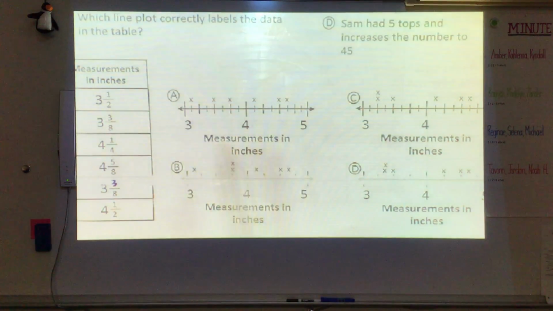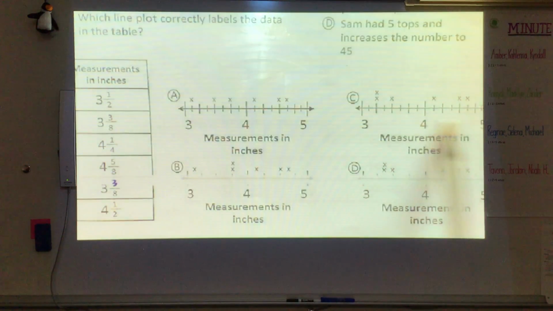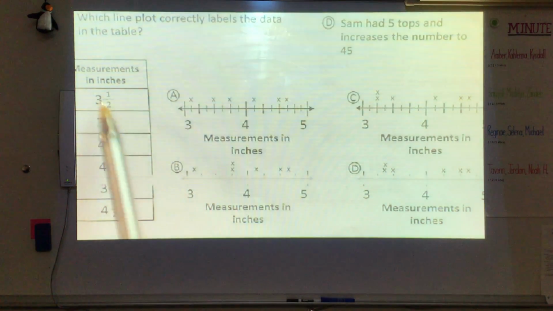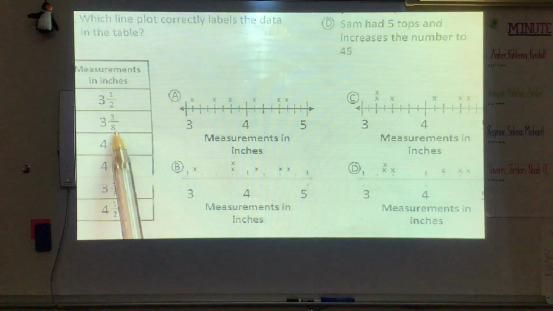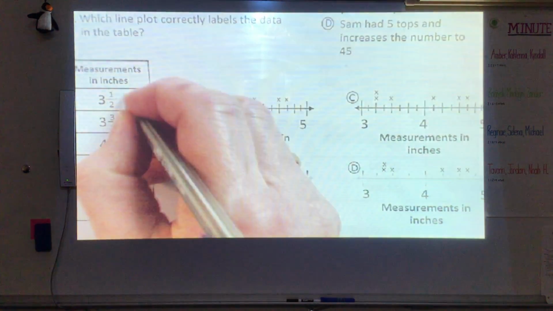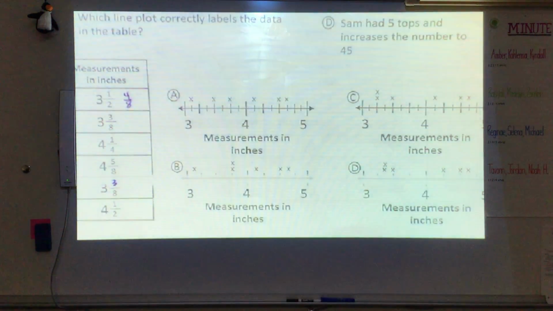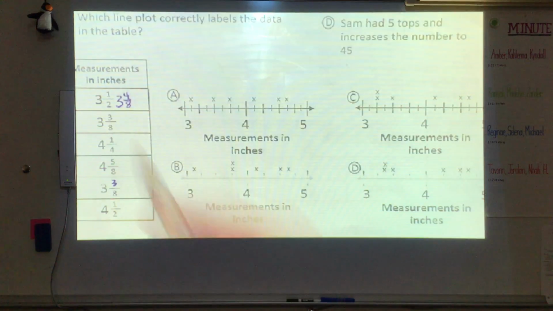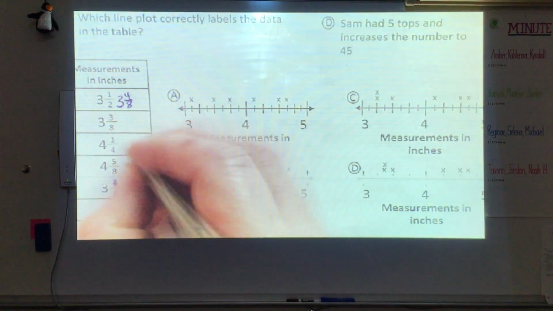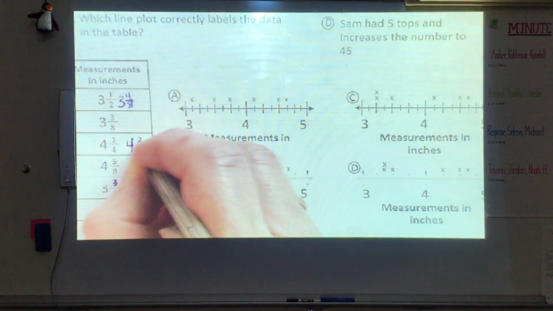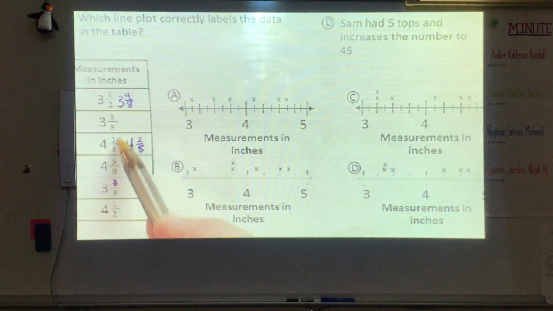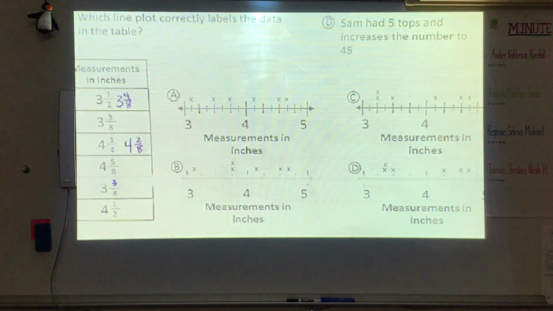So when we look at our line plots over here, we know that there's going to be 8 tally marks in between because we see this denominator. The greatest one is 8. We know that 1/2 is the same as 4/8. So 3 1/2 is the same as 3 4/8. And we know that 4 1/4 would be the same as 4 2/8 because we multiply those by 2. And now we have all 8s.